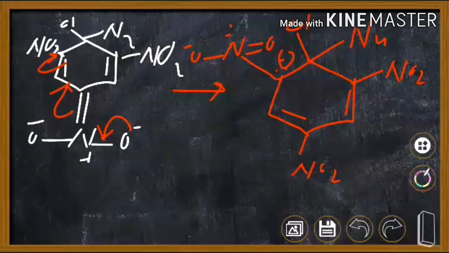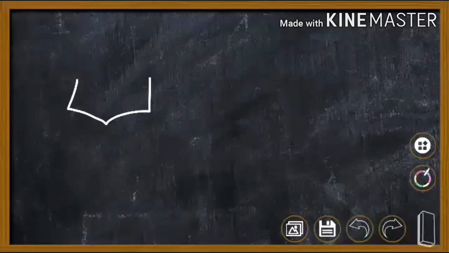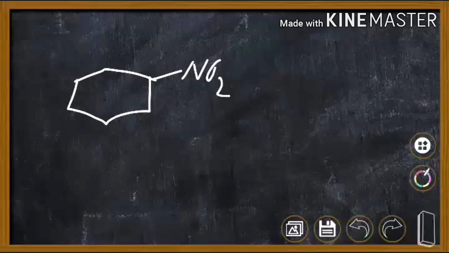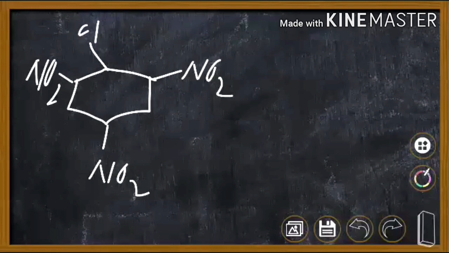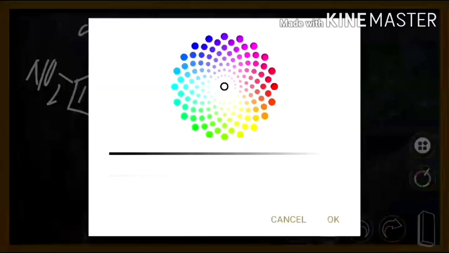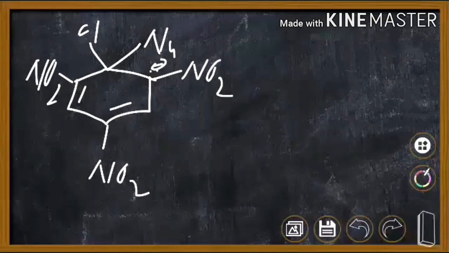So finally, I am not writing out all this resonance. Finally what will happen is: NO2 here, NO2 here, NO2 here, and Cl here, nucleophile here. Now the negative charge is here, with a double bond. Now this lone pair of electrons comes back, and our chlorine gets eliminated. Finally you will end up with the substituted benzene.